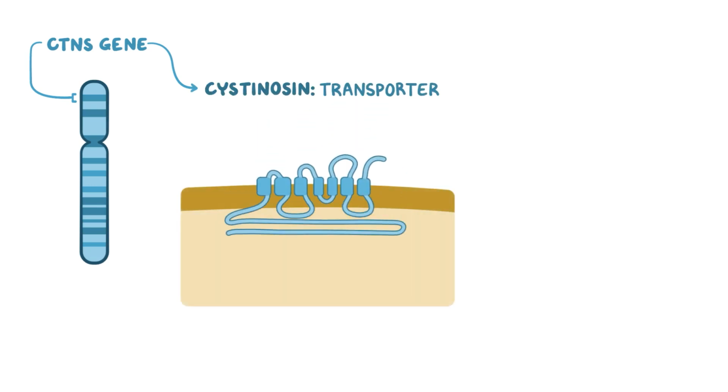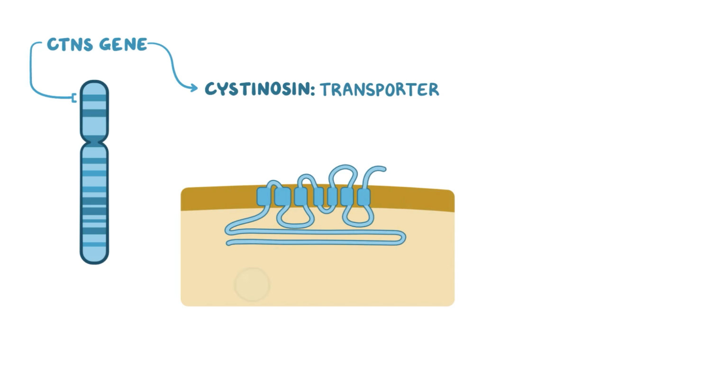Now, cystine, like any other amino acid, has to leave the lysosome, and it does this with the help of a specific protein. The cTNS gene encodes for the protein cystinosin, a transporter that is found embedded in the lysosomal membrane. Its function is to export cystine out of the lysosome.